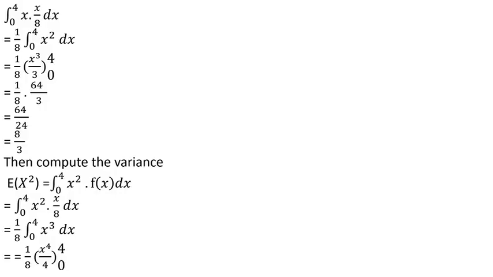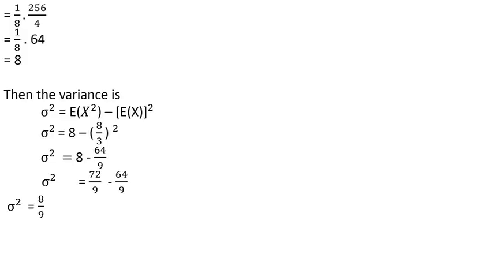So if we integrate our x cubed, it will give us 1 over 8 x raised to power 4 over 4, which our bound is from 0 to 4. So it will be 1 over 8 times 256 over 4, which is 1 over 8 times 64, which equals 8. Then after we've gotten our E of x, we've gotten our E of x squared, then we can estimate our variance, which is sigma squared equals E of x squared minus E of x all squared. So our sigma squared is 8, which is our E of x squared, minus E of x, which is 8 over 3, then everything all squared.